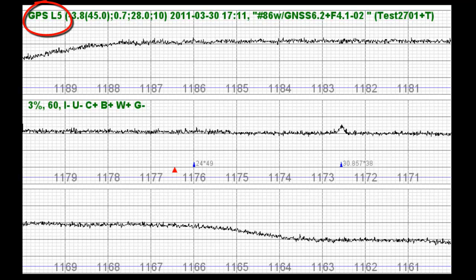Next one is GPS L5. It is also clean with a tiny bump.